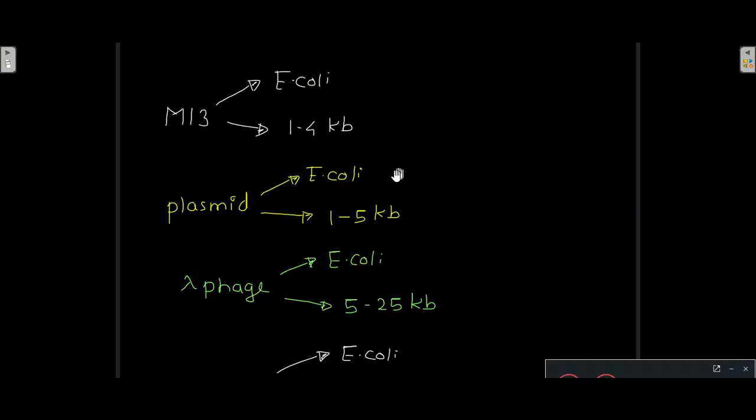So now we are going to see the different types of vectors which we discussed in previous videos, and if you haven't watched those videos, you can watch them on my channel. We are going to compare the vectors with their hosts and carrying capacity. So consider the M13 vector. The host of this vector is E. coli and the carrying capacity for the M13 phage vector is 1 to 4 kb.